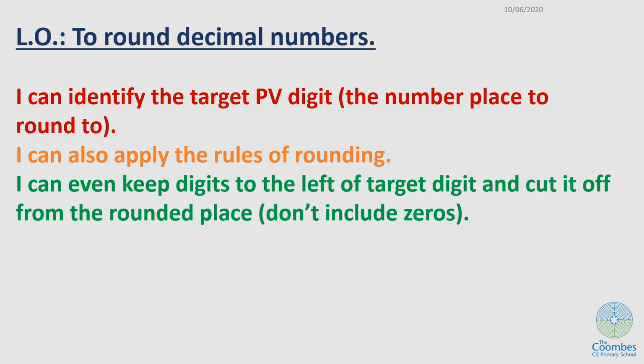There are 3 success criteria that will help you to round decimals. First, that you can identify the target place value digit. Second, that you can also apply the rules of rounding. And third, that you can even keep digits to the left of the target digit and then cut it off from the rounded place. This time you don't include zeros.